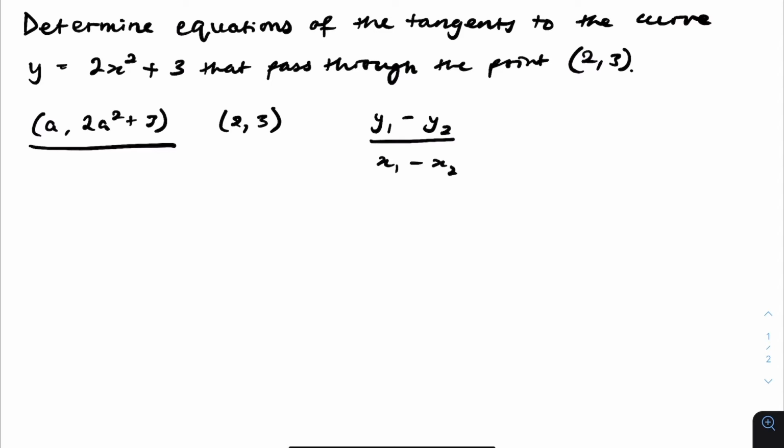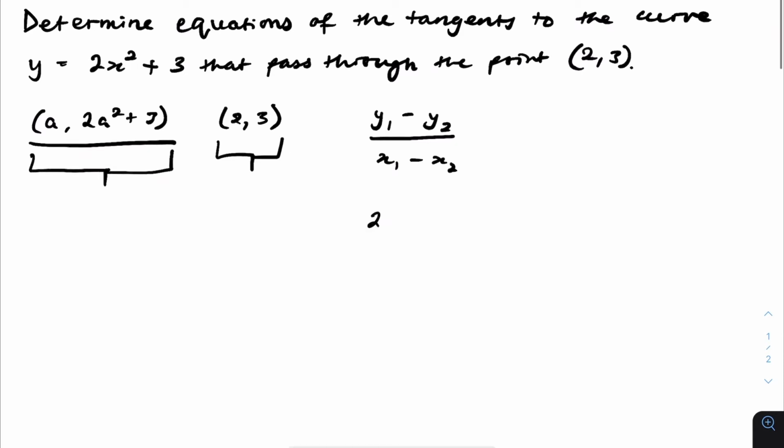In this case, we actually have two distinct points. It's just that they have a in them. So we can try substituting in. Let's say this is our first coordinate and this is our second coordinate. So y1 would be 2a squared plus 3, and then y2 is 3 here, so minus 3, divided by, and then we do the same with the x values, a minus 2.